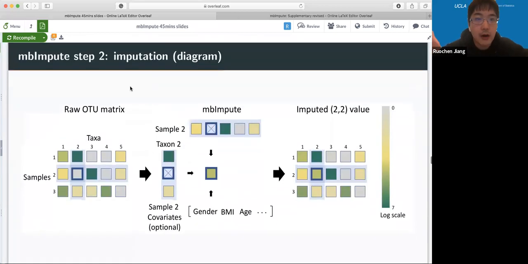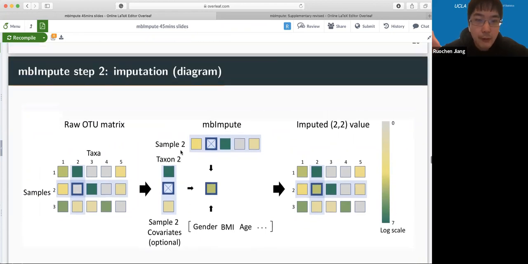So then in our problem, we try to impute the entries. We think they are probably not zero due to biological reasons, but due to technical reasons. In order to do that, I want to borrow information from both across samples and across taxa. You can see here in this cartoon diagram, I picked out this column and also this row, and I want to borrow the information from the other cells to impute that value. So this will be raised to a higher value after imputation.